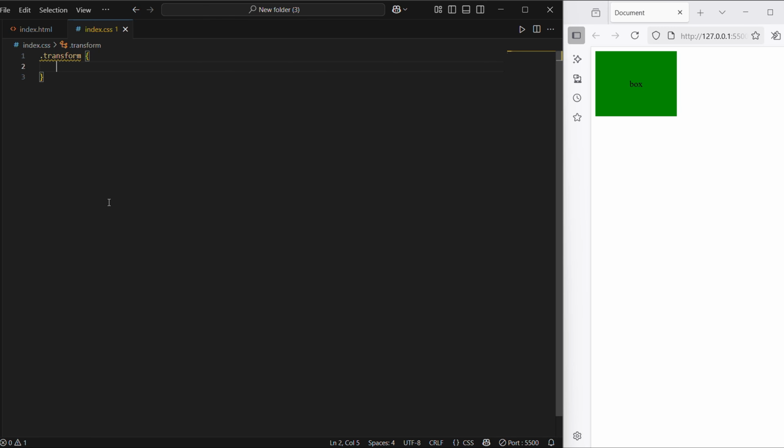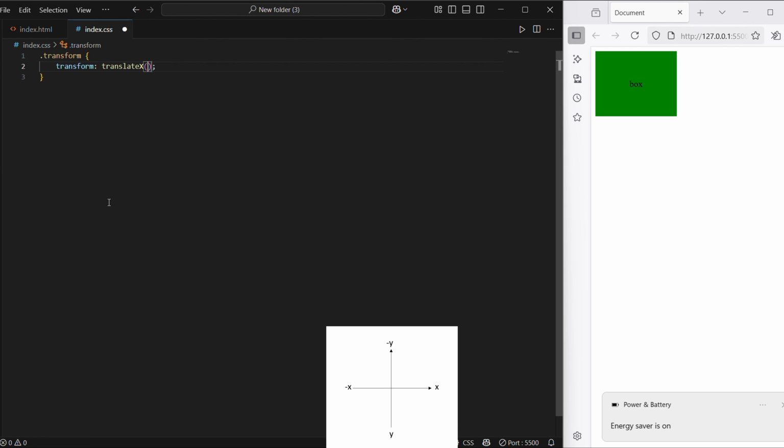Okay guys, let's know about transform in CSS. Transform is used to visually change an element, shape, size, rotation, and position. At first, let's know about transform translateX. With translateX, you can move your element in X. For example, for 40 pixel, it goes 40 pixel to the right.